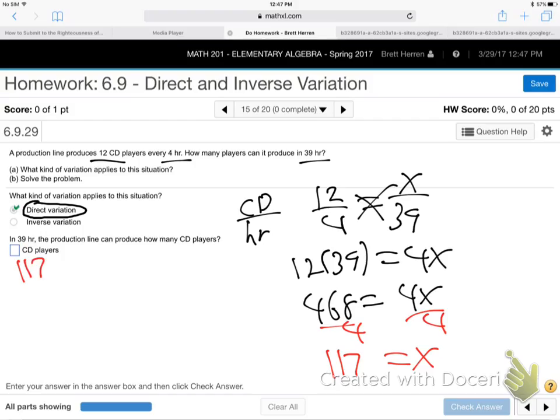But I want you to see that that's direct variation, not inverse. Now they're going to start questioning us on what's direct and what's inverse. Let me give you a real life example.